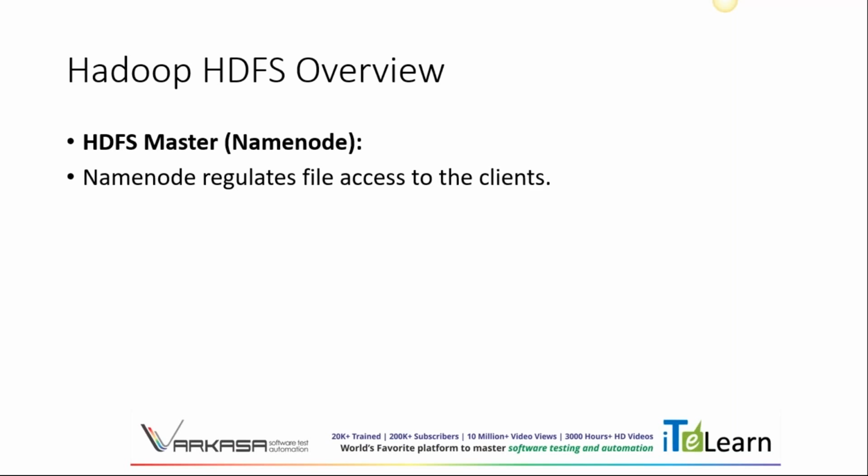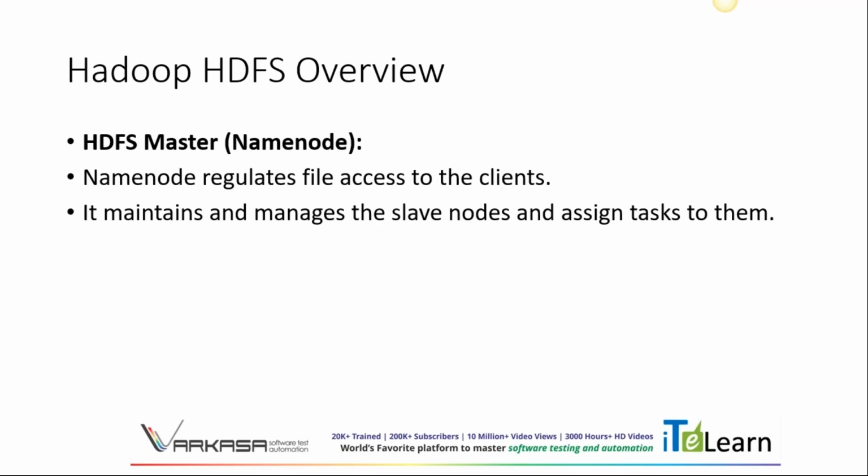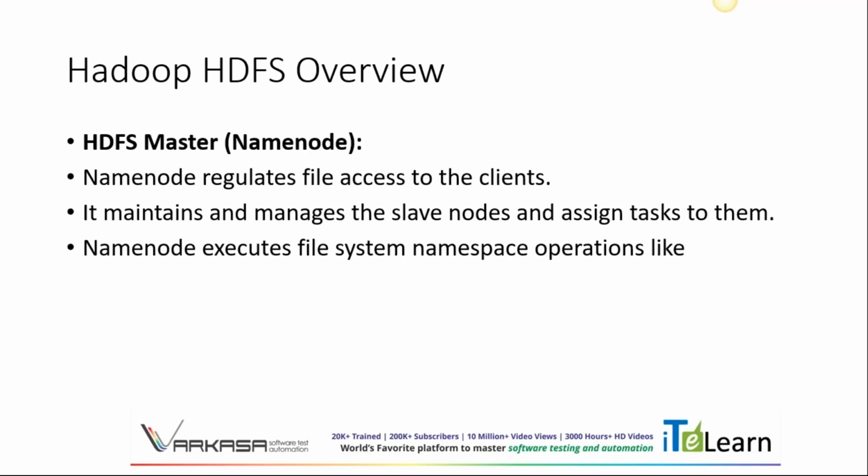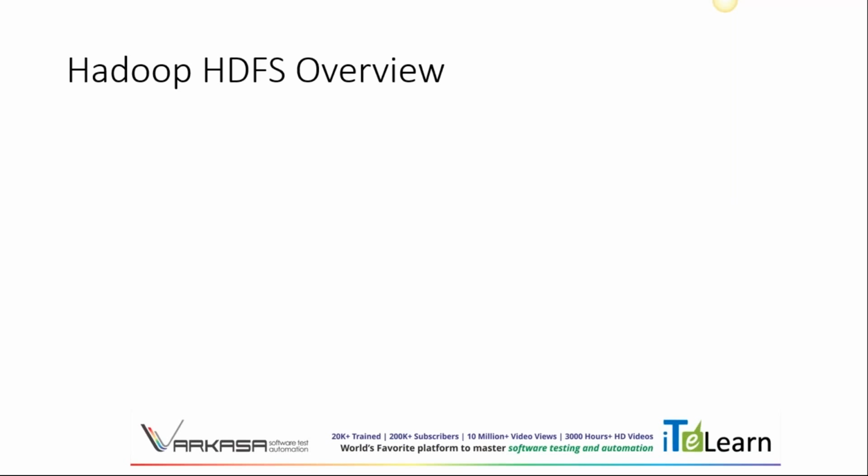The name node regulates file access for clients, maintains and manages the slave nodes, and assigns tasks to them. When you submit a job for execution, the name node will take care of that and instruct the slave nodes. The name node also executes file system namespace operations like opening and closing files and renaming files and directories, etc.